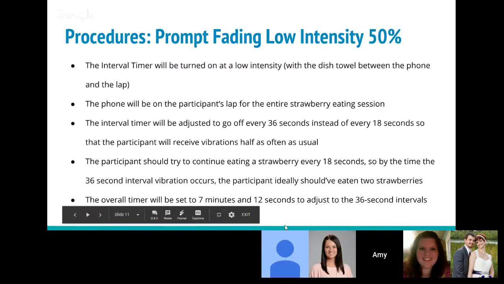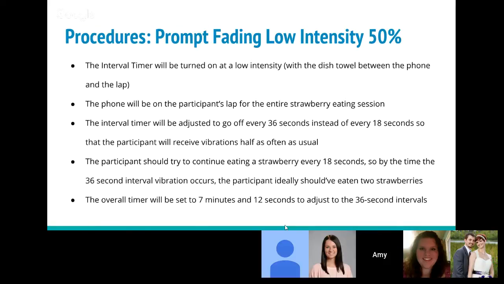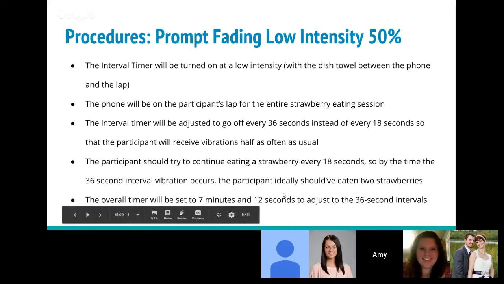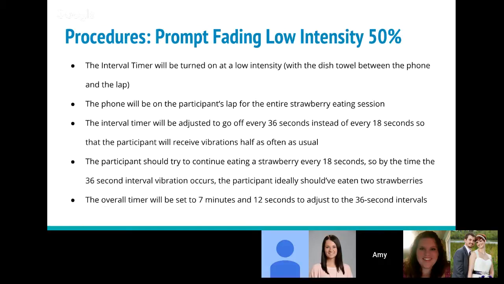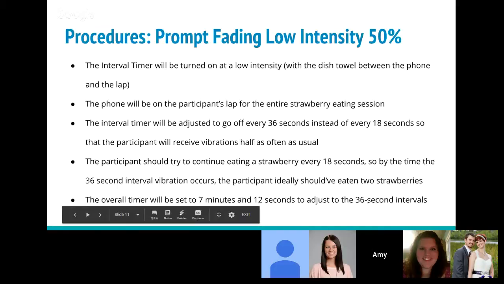For the next phase, this was the low intensity for 50% of the time. The timer will be turned to a low intensity with the dish towel between the phone and the lap. The phone will be on the participant's lap for the entire strawberry eating session. The interval timer will be adjusted to go off every 36 seconds instead of 18 seconds.